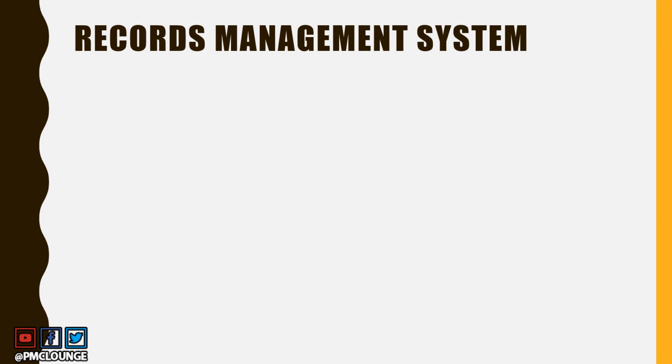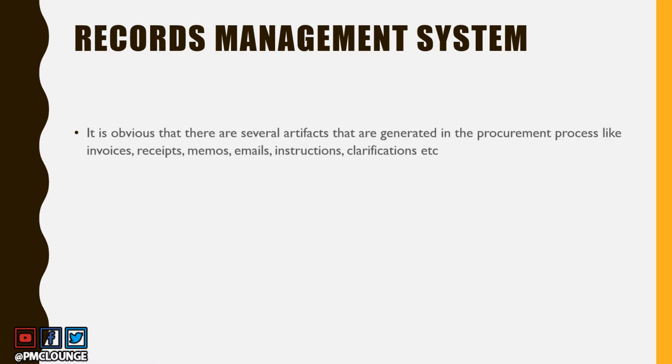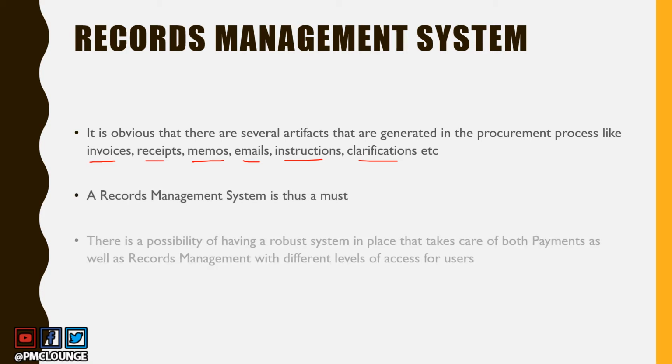So the next tool here is the records management system. And if you have ever done procurement, you already know that there are several artifacts, several documents involved when it comes to procurement. These include, to name a few, invoices, receipts, memos, emails, instructions, clarifications, the contracts themselves, right? So it is important that these documents are available whenever required, and that these are managed properly. That's where a records management system comes into the picture.